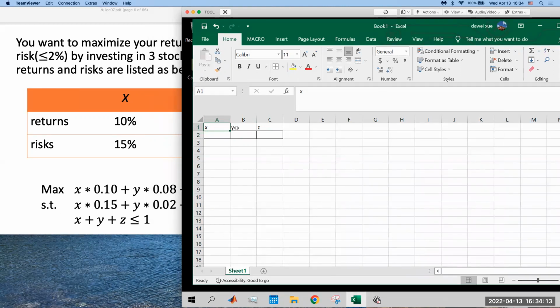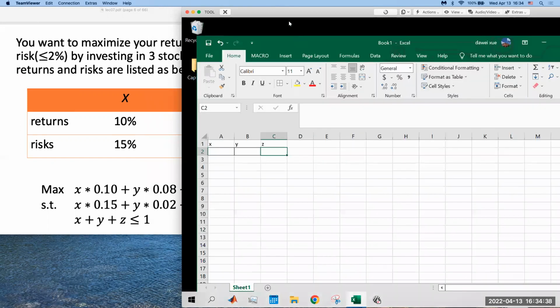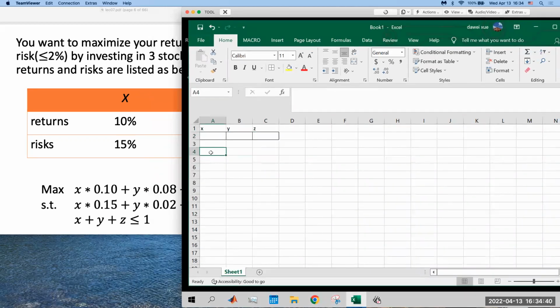Okay, so X, Y, Z. I type X, Y, Z because we want to increase the readability. And the changing variables actually are the cells below them. So this one, A2, will represent X, and B2 represents Y, and C2 represents Z. Okay, so those are the changing variables. And now we want to label the objective function.